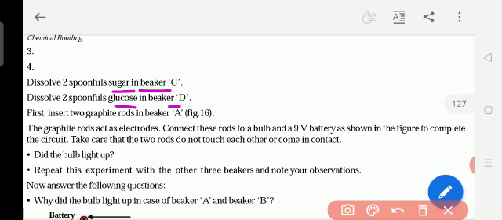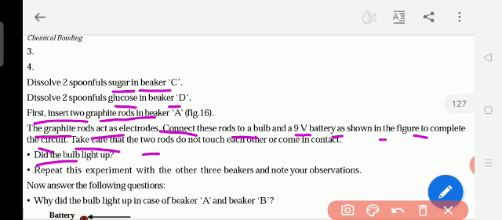First insert two graphite rods in the beaker. Graphite rod is what conducts the electricity. Graphite is a non-metal, but it can conduct electricity. The graphite rods act as electrodes. Connect these rods to a bulb and a 9-volt battery as shown in the figure to complete the circuit. Take care that the two rods do not touch each other or come in contact. Does the bulb light up?